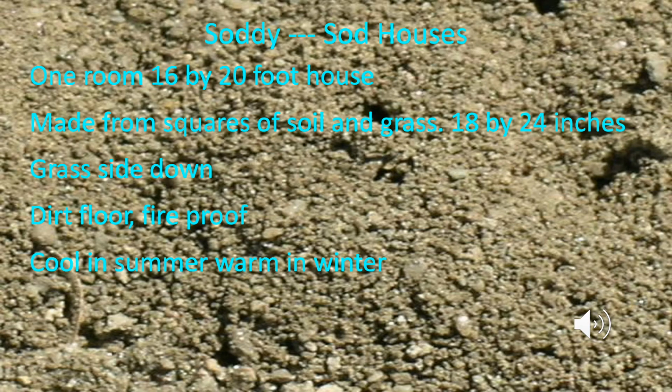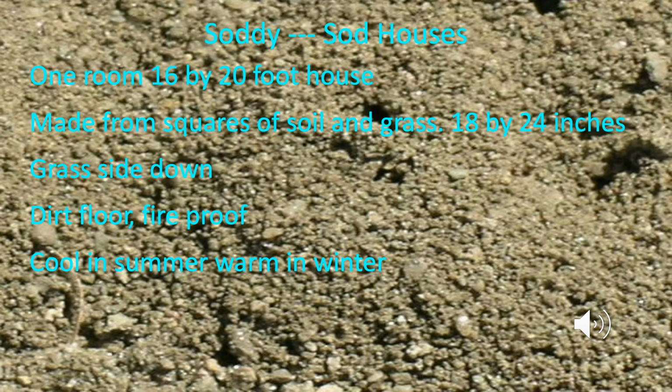The name of the house people lived in was soddy, or sod houses. A sod house had one room about 16 by 20 feet wide. It was made from squares of soil and grass, which were 18 by 24 inches. So they would dig up a rectangle of grass and pull it up from the earth with the grass and the roots hanging underneath and the dirt clinging to the roots. And they would use that as a building block for their house.